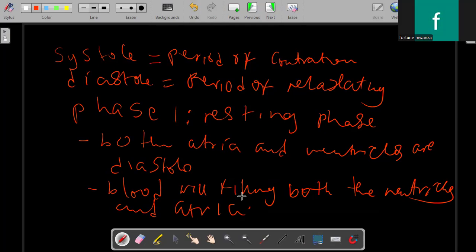Blood will start entering both the ventricles and the atria. This is due to pressure conditions. So remember, the atria and the ventricles are in diastole, they are relaxed, and blood is able to enter both the ventricles and the atria due to those pressure conditions. That's what is happening in phase one.